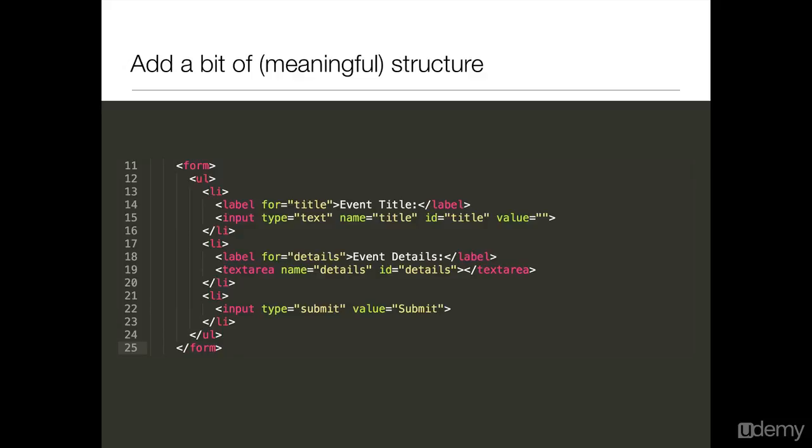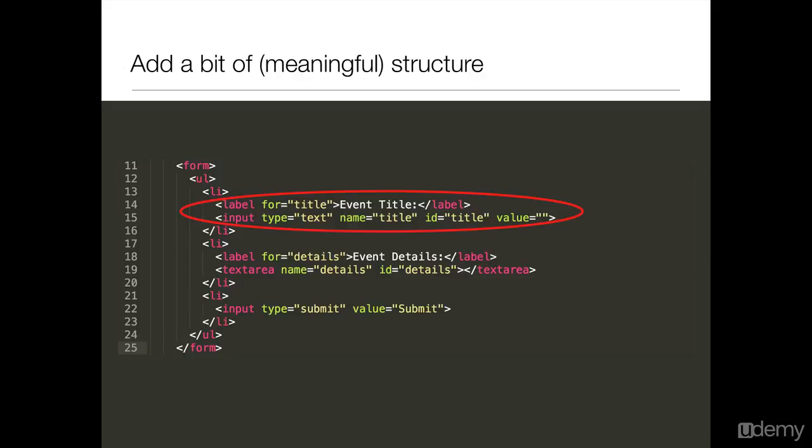There's actually two things going on here. Firstly, I've structured the contents of the form as an unordered list. Secondly, for each list item, I've added a label as well as the input type. So there's a label element associated with each input type. This is primarily for accessibility.